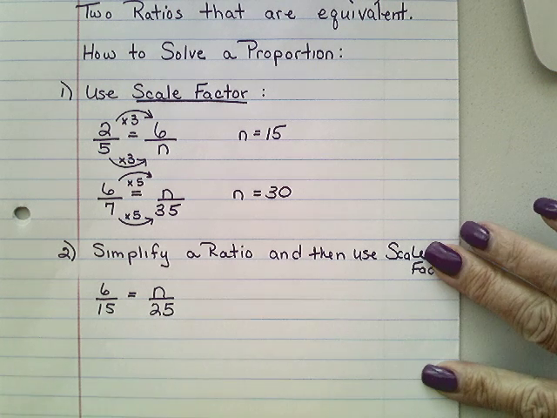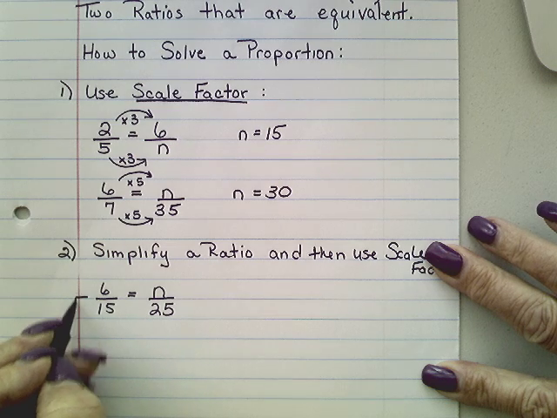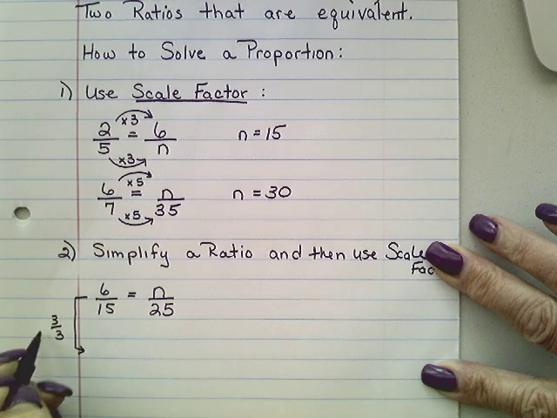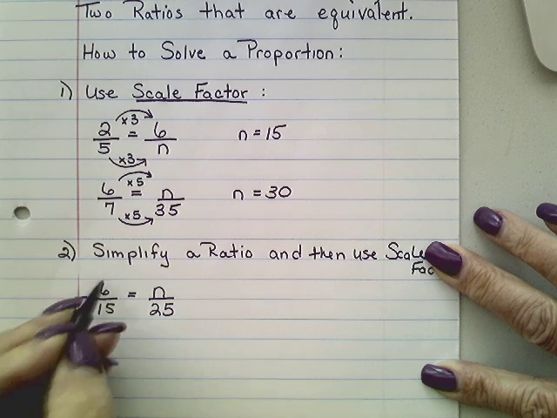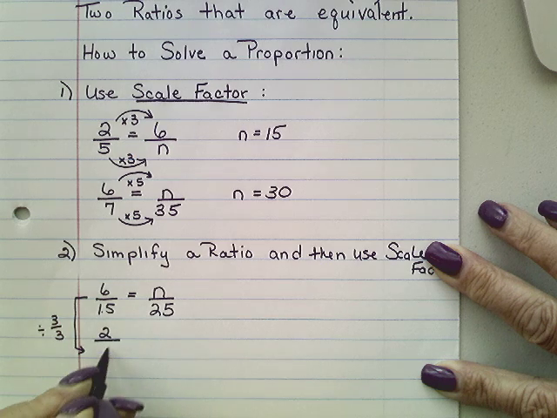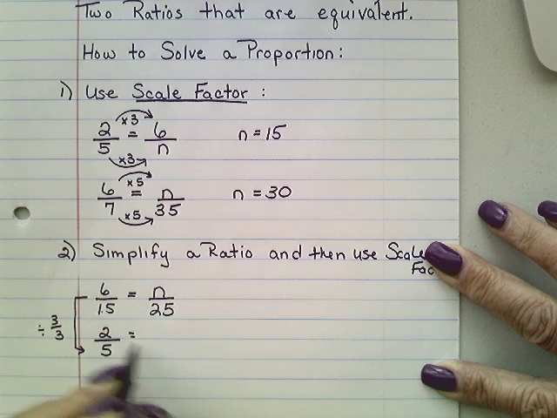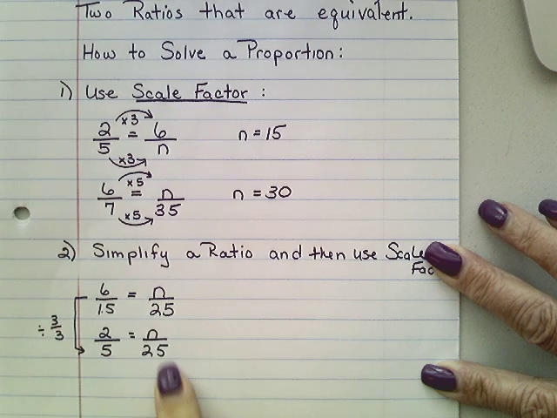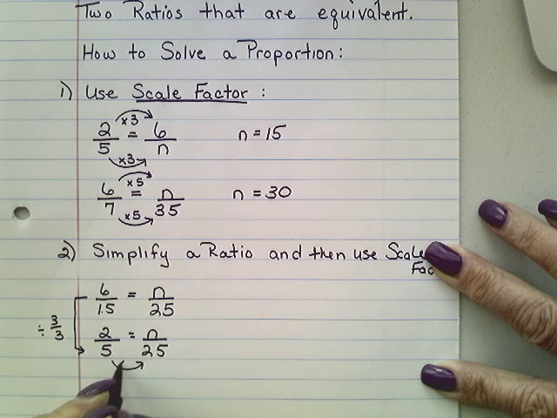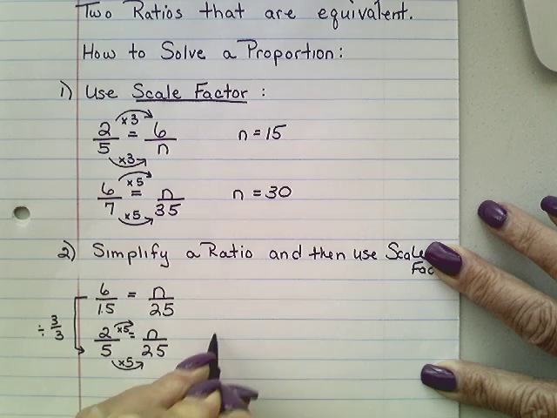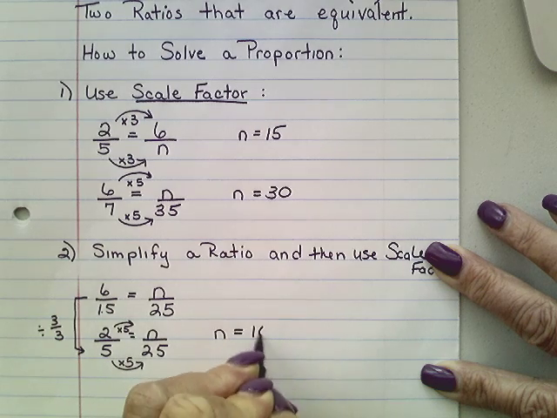And the answer would be yes. I can divide both of these by 3 over 3. So 6 divided by 3 would give me 2, and 15 divided by 3 would give me 5. Now, if I look, I can go from 5 to 25 using a scale factor. So that would be times 5, and then 2 times 5 would give me 10. n is equal to 10.